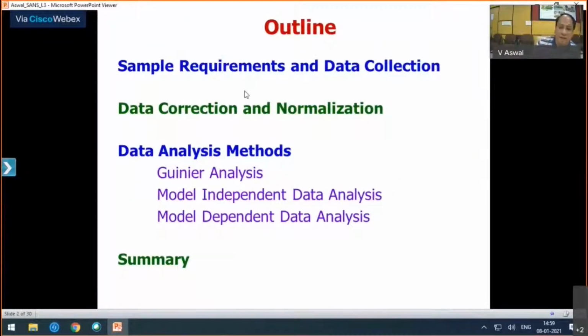the outline of today's lecture is that I would start with the sample requirements and data collection, and then how to get data corrected and normalized. In data analysis methods, I will not be able to cover everything, but we'll talk about three methods which are very popular in analyzing small angle neutron scattering data, and these will be linear analysis, model independent data analysis, and model dependent data analysis.